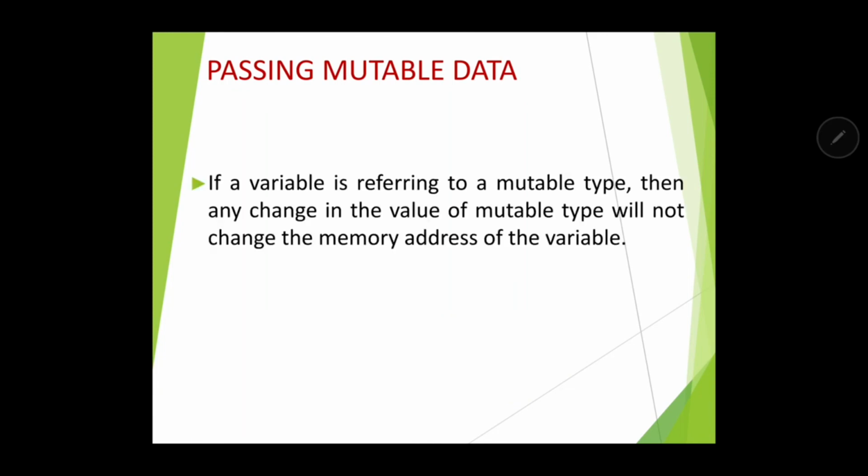So what happens in this case? If a variable is referring to a mutable type, then any change in the value of the mutable type will not change the memory address of the variable. In the previous case, the memory address was changing because we passed an immutable data type. But in this case, the memory address will not change because we have passed a mutable data type. Let's try to understand it with the help of code.